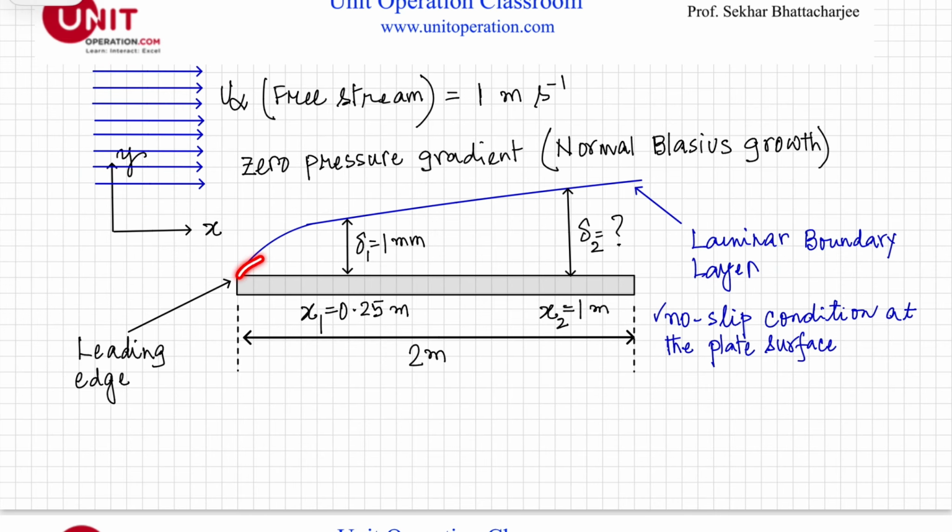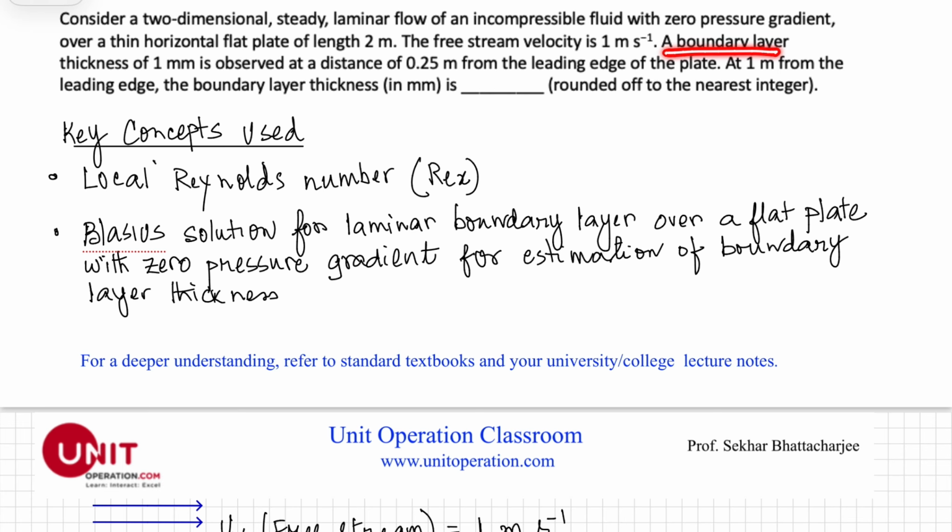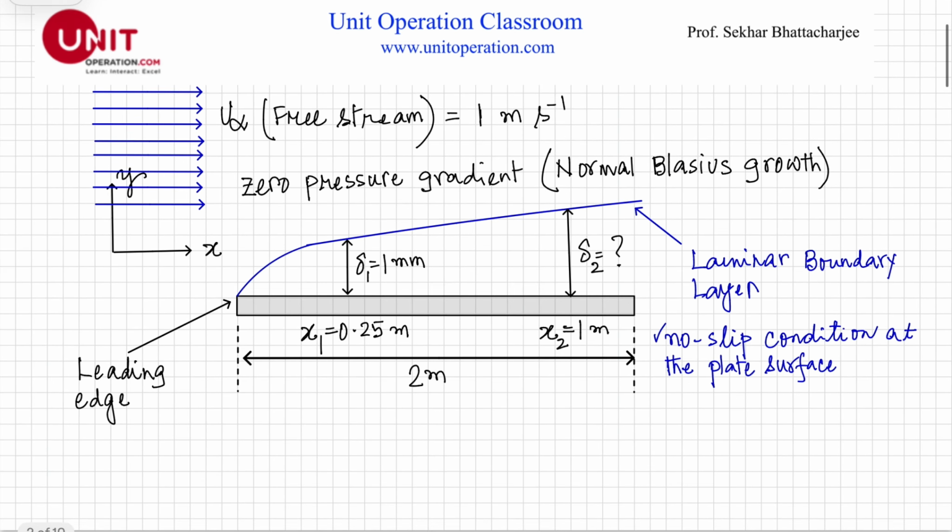So of course there is a boundary layer that forms over this flat plate due to momentum diffusivity. A boundary layer thickness of 1 mm is observed at a distance of 0.25 meter from the leading edge of the plate. So this is my leading edge of the plate. So at a distance of 0.25 meter on the plate, we see a boundary layer thickness of 1 mm.